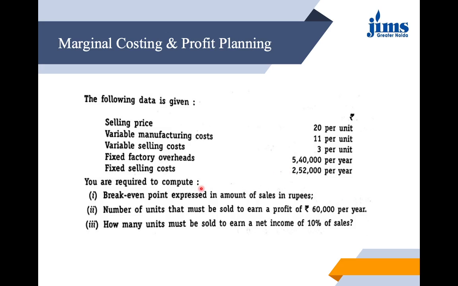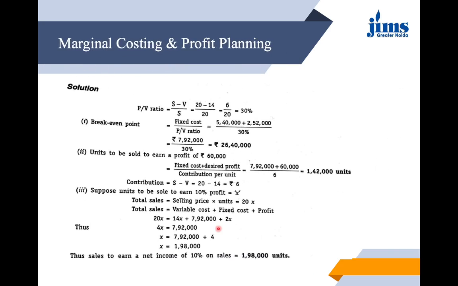We are required to compute the break-even point, expressed as an amount of sales in rupees, then the number of units that must be sold to earn a profit of 60,000 per year, and how many units must be sold to earn a net income of 10% of sales. Let us see one by one.